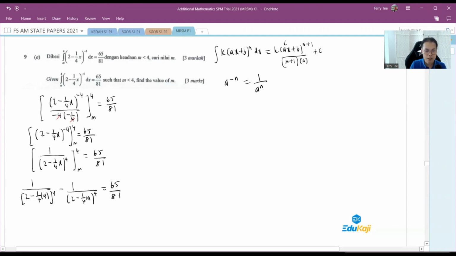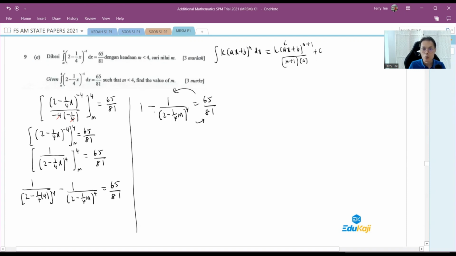65 over 81. Now, the good news is 1/4 times 4 is 1. 2 minus 1 is 1. 1 power 4 is also 1. 1 over 1 is still 1. So now you're left with 1 minus 1 over (2 minus 1/4 m) power 4 equals 65 over 81. Now, the next thing is I need to bring this over, and 1 minus 65 over 81 is now 16 over 81. You can bring it over. Again, I'm bringing this over. This is 1 over (2 minus 1/4 m) power 4.